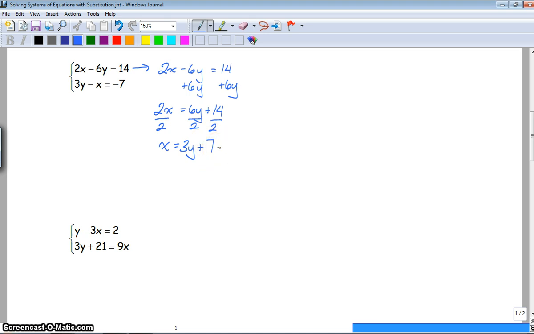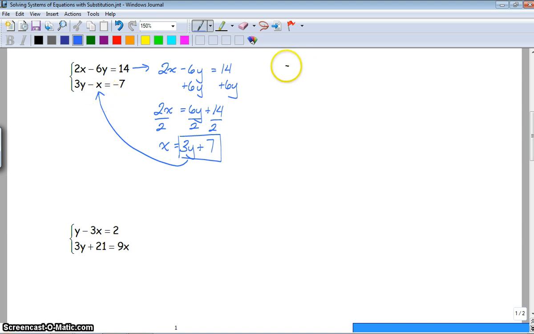Now again, it does not matter which equation you use, which variable you solve for. You just need to make sure you look ahead and try to figure out which variable is the easiest. So for example, if I were to solve in the second one, I would probably try to get the x by itself rather than the y, otherwise I'll be dealing with fractions. Once I get this x value all by itself, I'm going to take the 3y plus 7 and plug it in to my other equation.